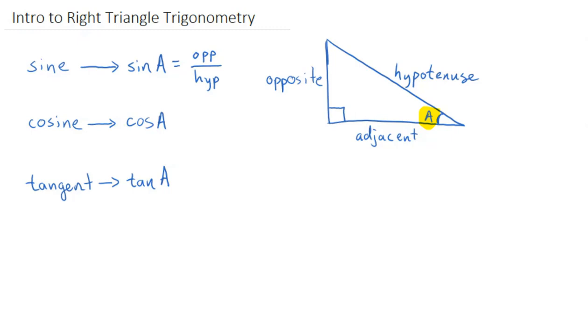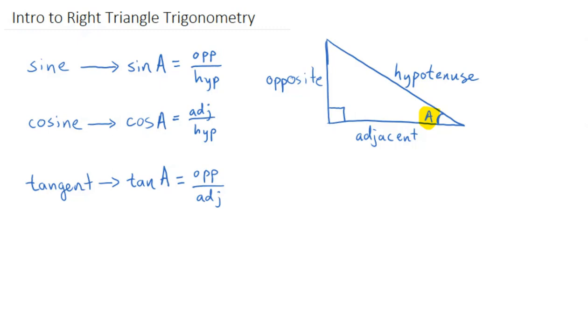So this is just the definition of what sine is within a right triangle. It's just something you have to accept and memorize. And then for cosine, the cosine is the length of the adjacent side over the length of the hypotenuse. And tangent is going to be the length of the opposite side from our angle over the adjacent side.